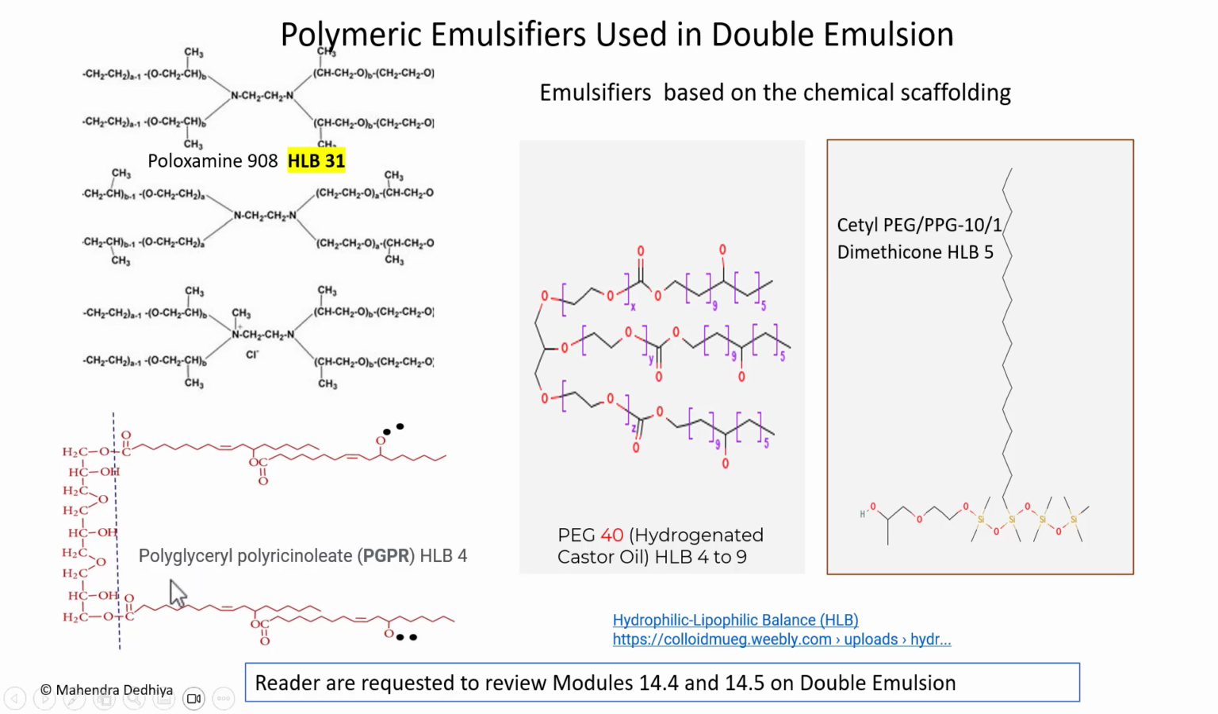Another commonly used emulsifier is PGPR, polyglycerol polyricinoleate, that has an HLB of 4. Emulsifier based on scaffolding, such as PEG 40 hydrogenated castor oil, has an HLB range from 4 to 9 depending on its molecular structure. Dimethicones can be converted into an emulsifier by adding polyethylene glycol, polypropylene glycol groups, HLB of about 5.